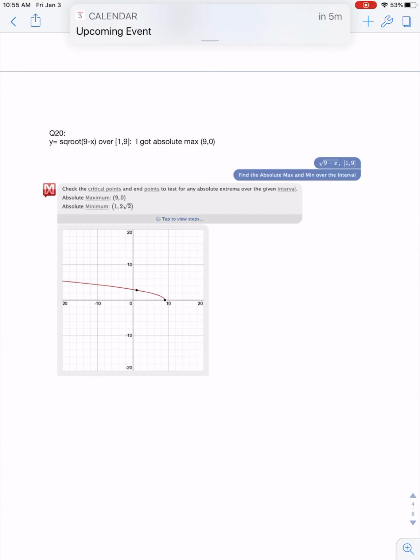Okay, for question 20, it's asking you for the value of x that gives you your absolute maximum. Looking at this graph, we're only interested in the interval 1 to 9, so when x is 1 to 9. The absolute max is just that largest value, but it's not the actual x value. Notice here, absolute max at 9, 0. Yeah, so that would actually be a minimum. On question 20, you're looking for an absolute maximum, and that would be when x equals 1, because that's our largest value.